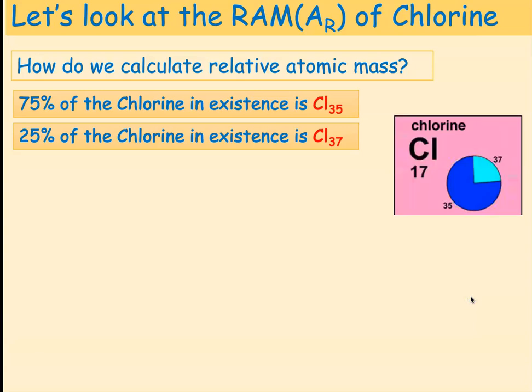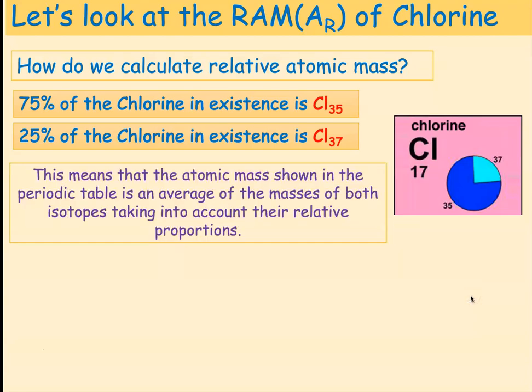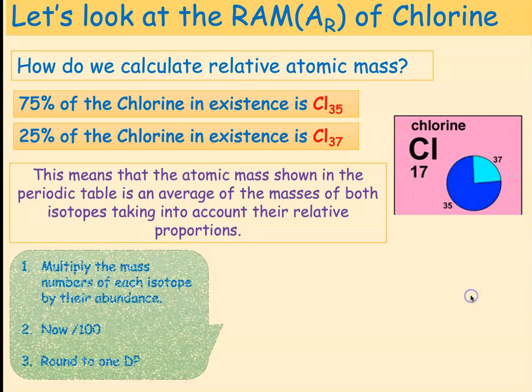If you look at it as a pie chart, you can see that a quarter of all the atoms in any sample will be chlorine-37, and 3/4 will be chlorine-35. So 3 times as many will be chlorine-35 as chlorine-37. So the atomic mass is an average of the masses of both isotopes, taking into account their relative proportions.